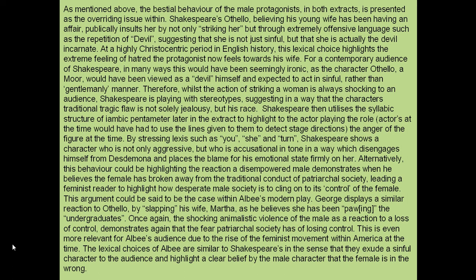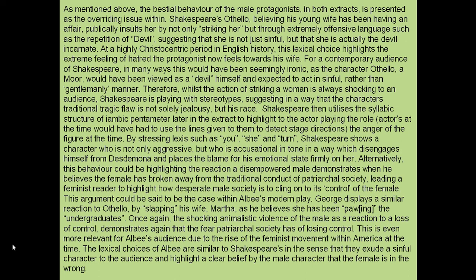This argument can be said to be the case, as you can see the link to our second text now, within Albee's modern play. George displays a similar reaction to Othello by slapping his wife, Martha, as he believes she had been pouring the undergraduates. Once again, the shocking animalistic violence of the male as a reaction to a loss of control demonstrates again the fear patriarchal society has of losing control. This is even more relevant for Albee's audience due to the rise of the feminist movement within America at the time.